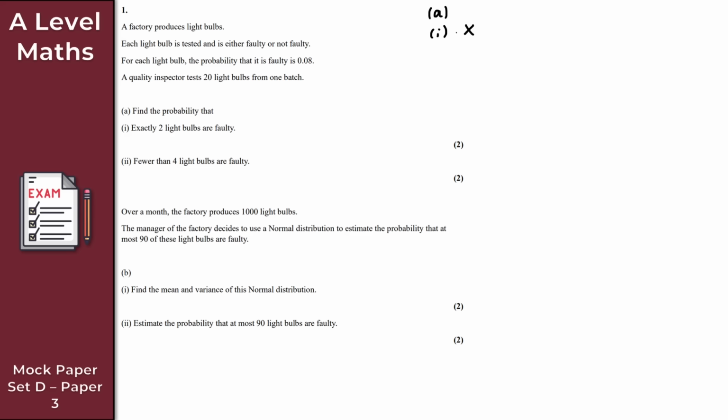It doesn't really matter, but the convention is to just choose X. So X follows a binomial distribution. The parameters are N and P. N is the sample size, which is 20 here. So N is 20. And then P is the probability of success, which is 0.08. Just like that, right? So for part 1, we want the probability that exactly 2 light bulbs are faulty. So that is the probability that X, our random variable, is equal to 2. That would be exactly 2 being faulty, right?